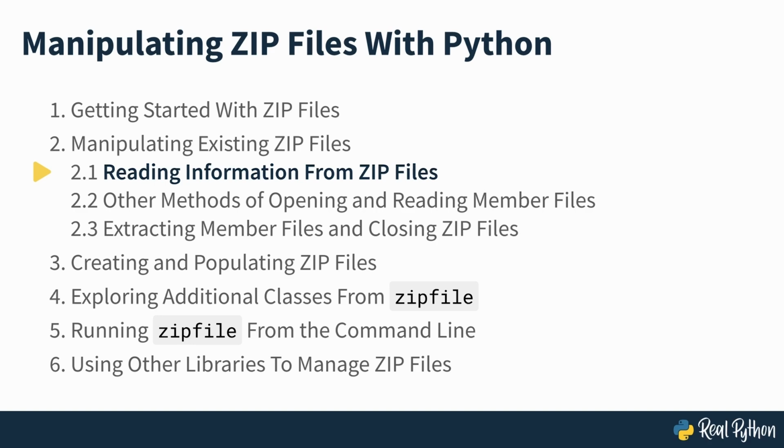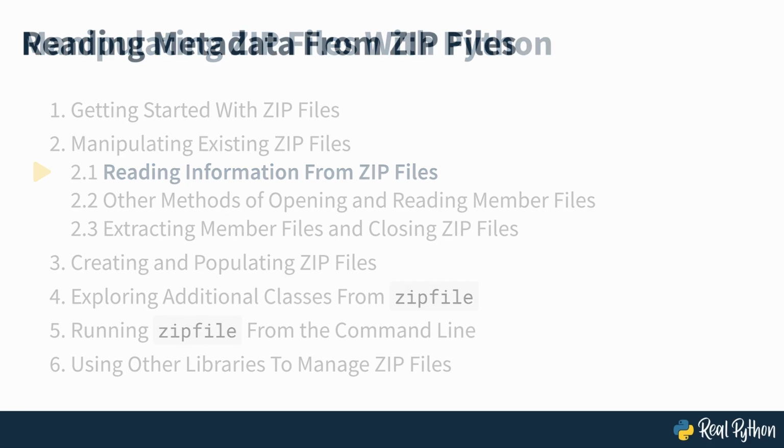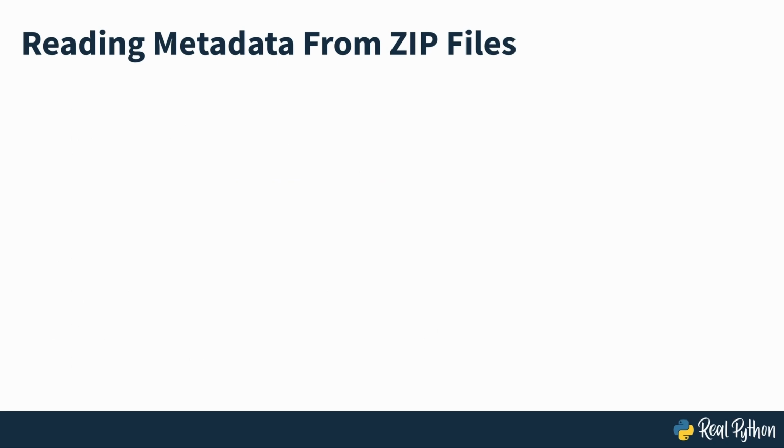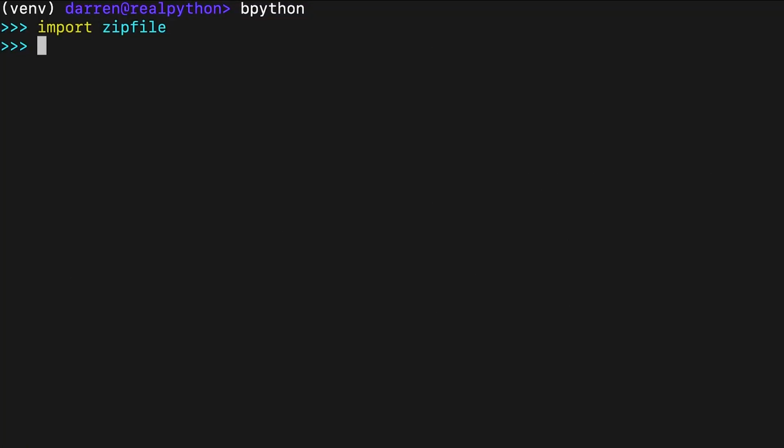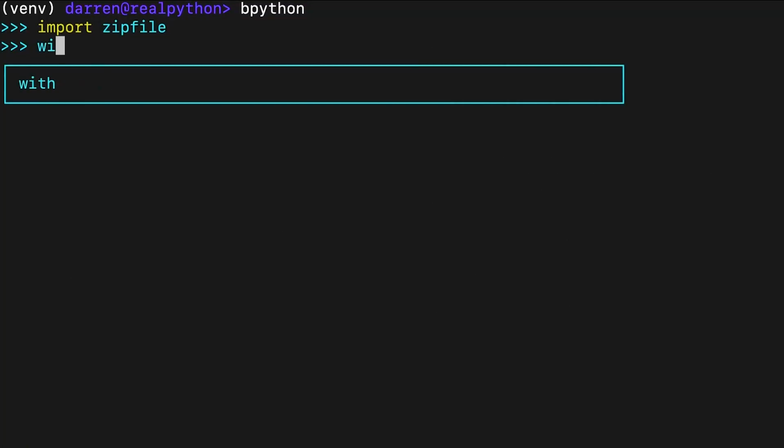Along with printdir, the zipfile class provides several handy methods for extracting metadata from existing zip files. On screen, you can see a summary of these methods. GetInfo returns a zipinfo object, InfoList returns a list of zipinfo objects, and NameList returns a list holding the names of all the member files. With these three tools, you can retrieve a lot of useful information about the content of your zip files. On screen, you can see GetInfo in use.